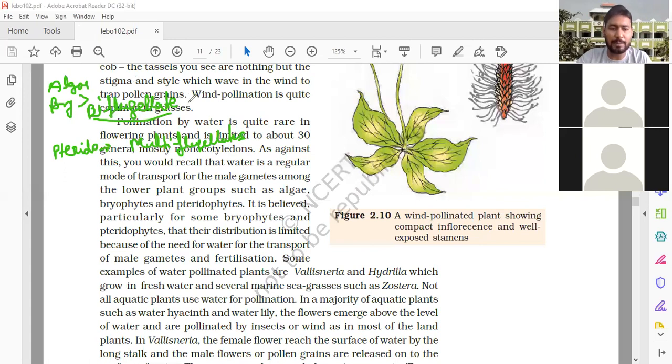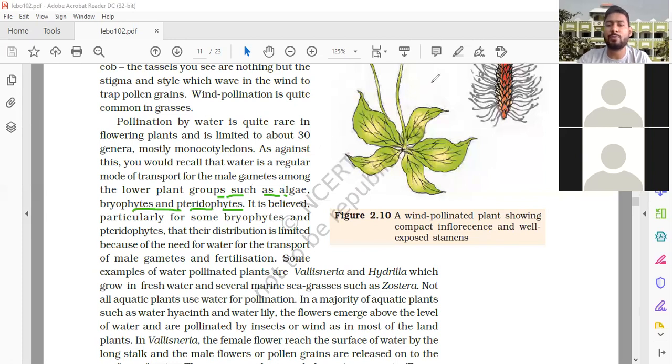So in algae and bryophyta, the male gametes are biflagellate. But in the case of the pteridophyta, the male gametes are multiflagellate. So lower plant groups such as the algae, bryophytes, and pteridophytes involve water as the main component for the movement of male gametes, which accomplishes the fertilization phenomenon.